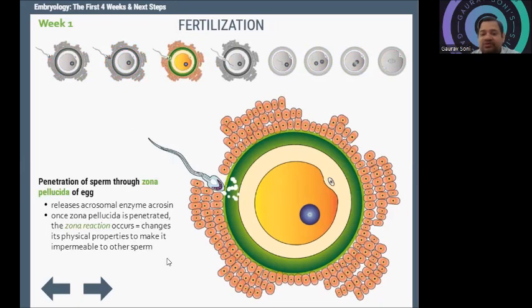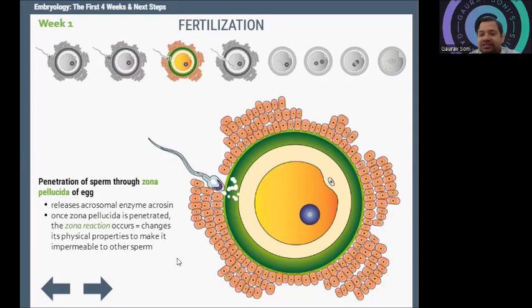Once the zona pellucida is penetrated, the zona reaction occurs, which changes its physical property to make it impermeable to other sperm. Meaning here, once a sperm has gone inside, there will be a reaction where they are going to fill up the gap and make this whole wall impermeable, so that other sperm cannot go inside, to prevent polyspermy.